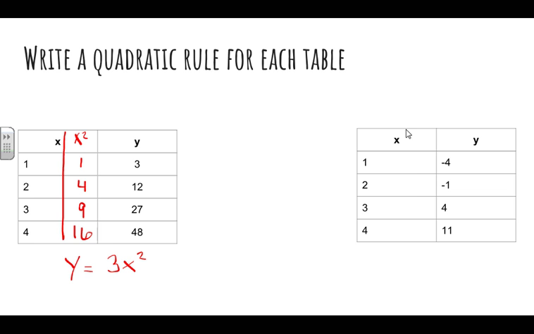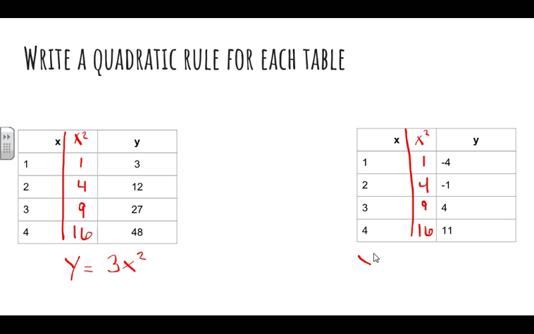All right, let's try this table. All right, so we're using the same x's. We're going to have the same x squareds. All right, so let's see, is there a constant that we are adding? Adding negative 5 to 1, so 1 plus negative 5 would give us negative 4. 4 plus negative 5 would give us negative 1. 9 plus negative 5 would give us 4. And 16 plus negative 5 would give us 11.